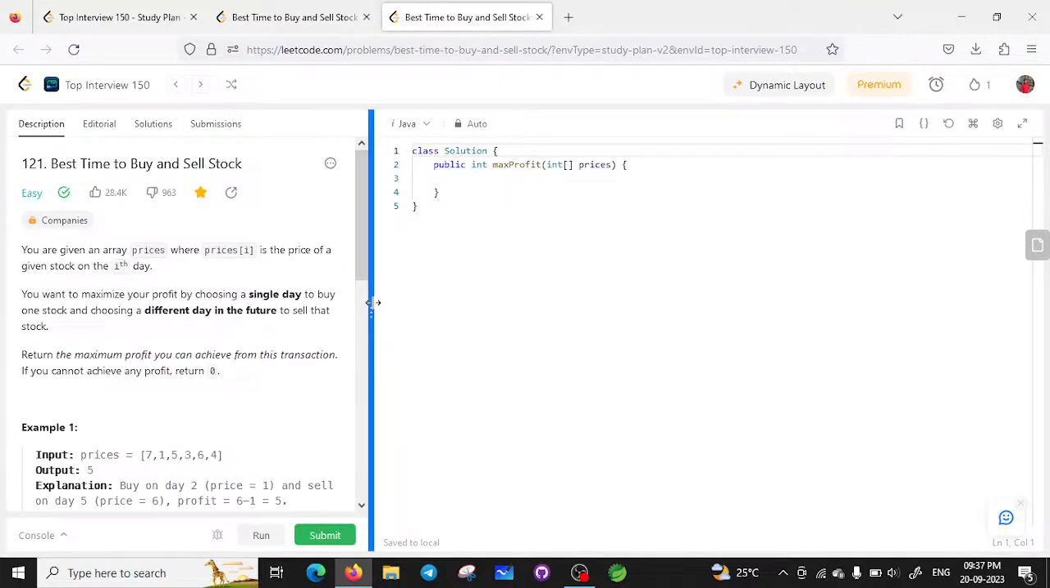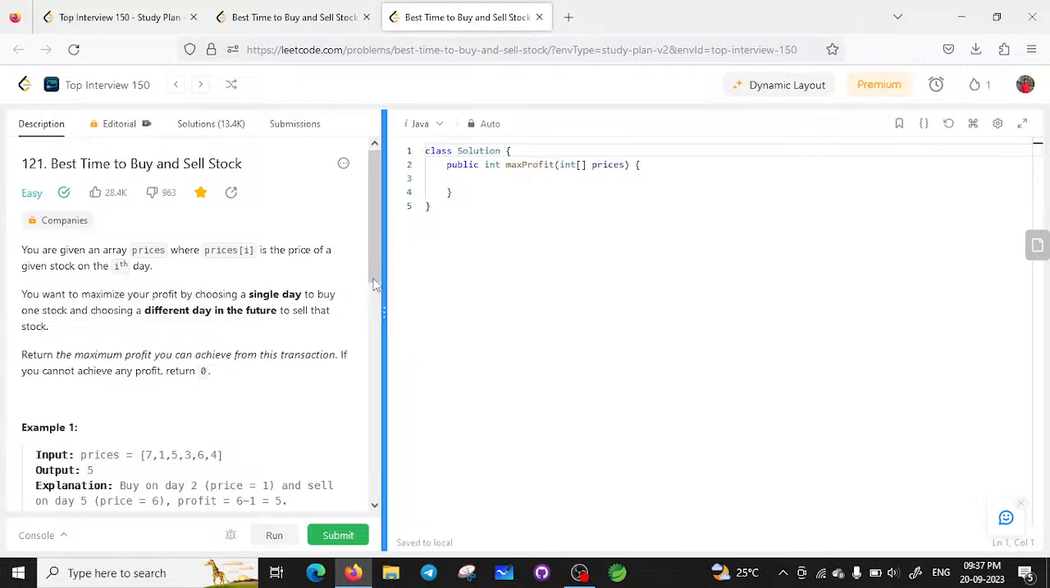So what does the problem say? You are given an array prices. Prices is the int array parameter where prices[i] is the price of a given stock on the ith day. You want to maximize your profit by choosing a single day to buy one stock and choosing a different day in the future to sell that stock. Return the maximum profit you can achieve from the transaction. If you cannot achieve any profit, return 0.